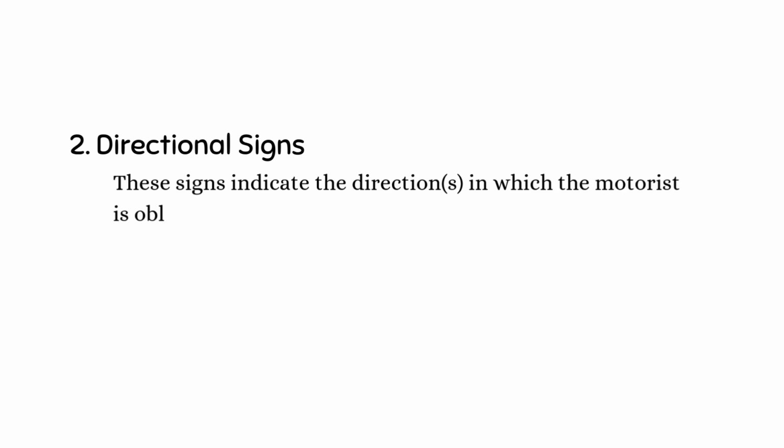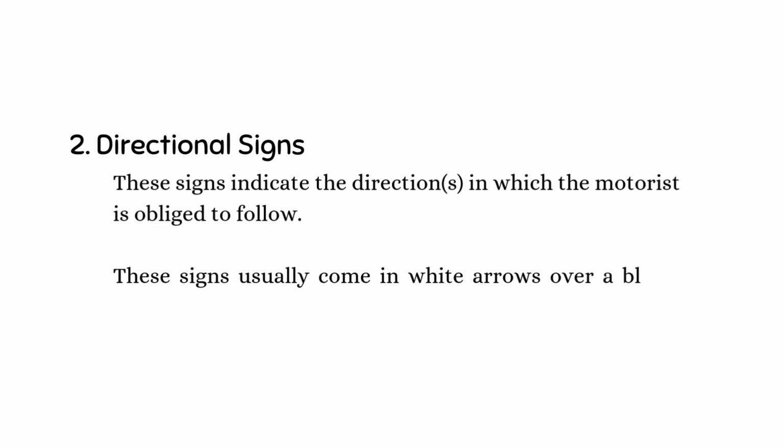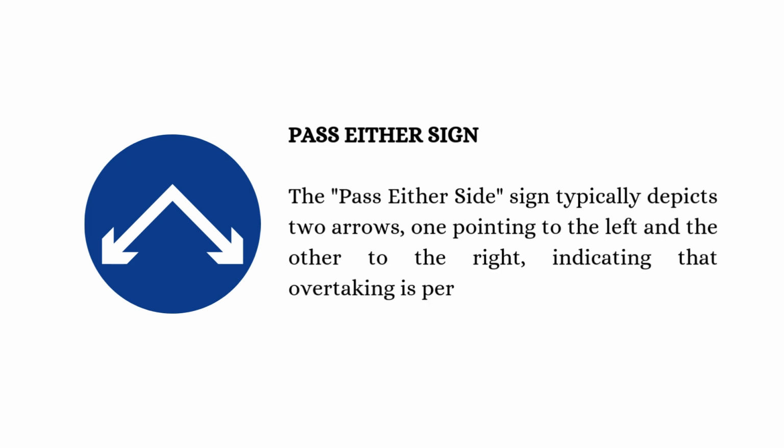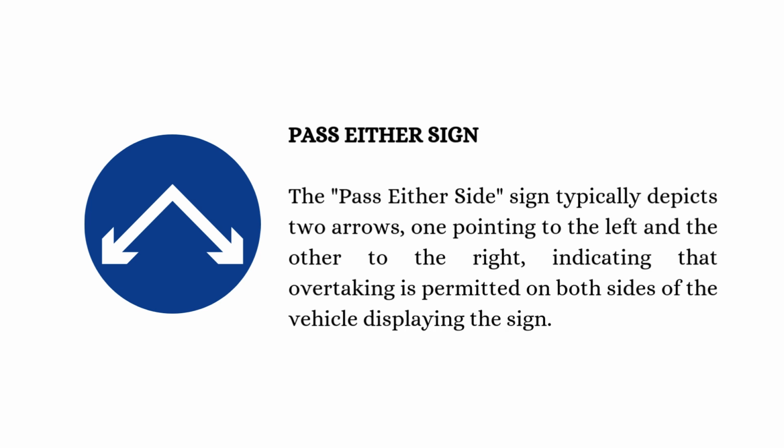2. Directional signs. These signs indicate the directions in which the motorist is obliged to follow. These signs usually come in white arrows over a blue circle placed in a rectangle with a label. Pass either side sign. The pass either side sign typically depicts 2 arrows, one pointing to the left and the other to the right, indicating that overtaking is permitted on both sides of the vehicle displaying the sign.